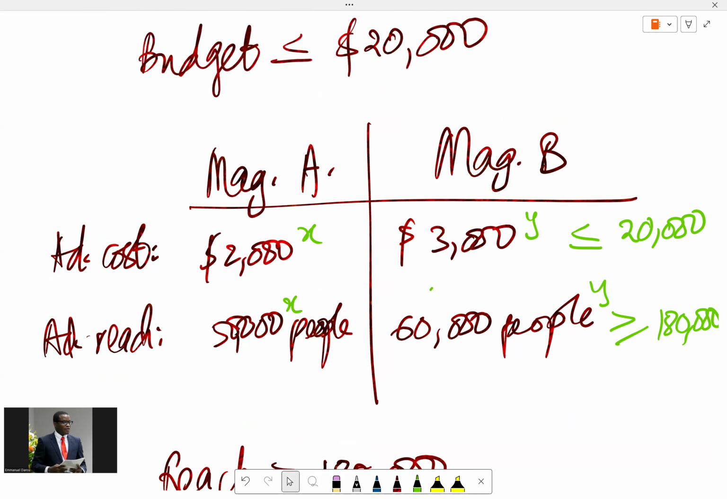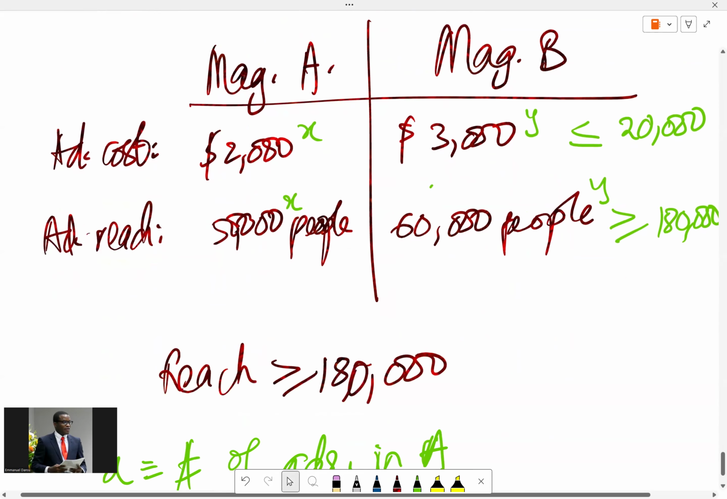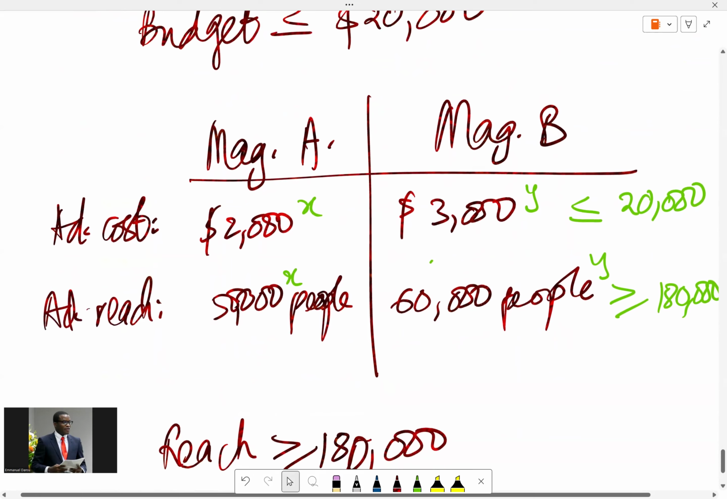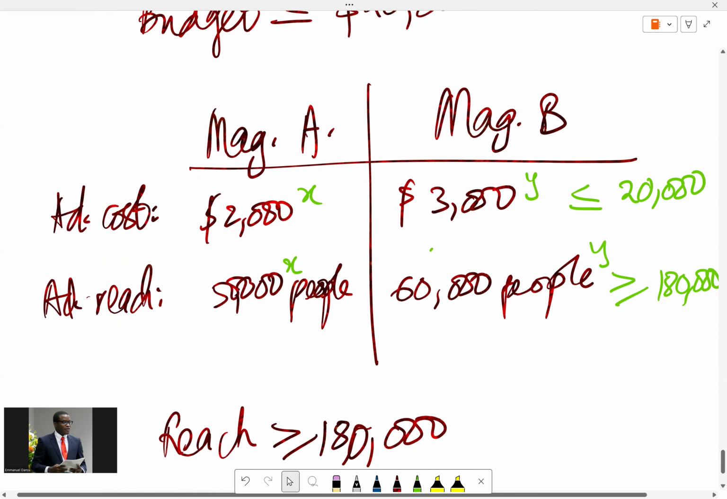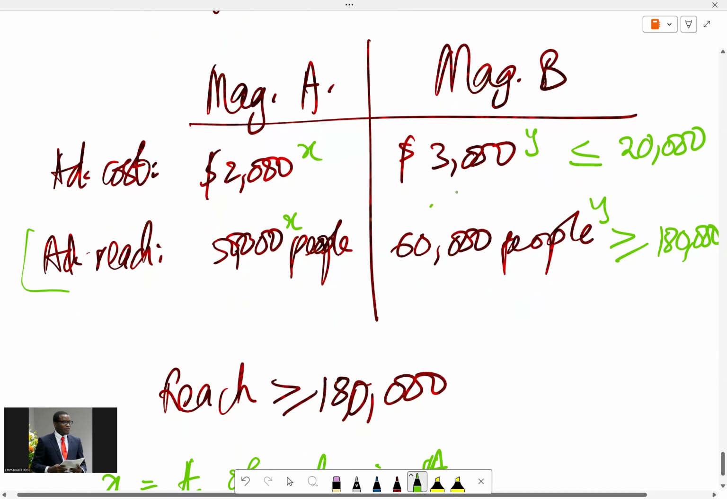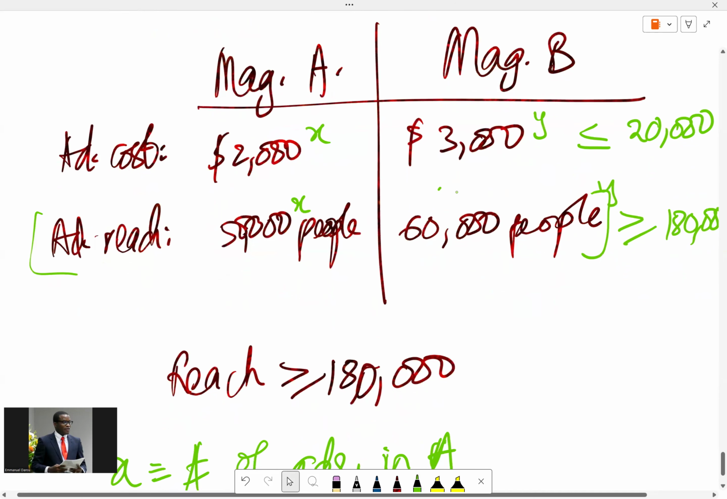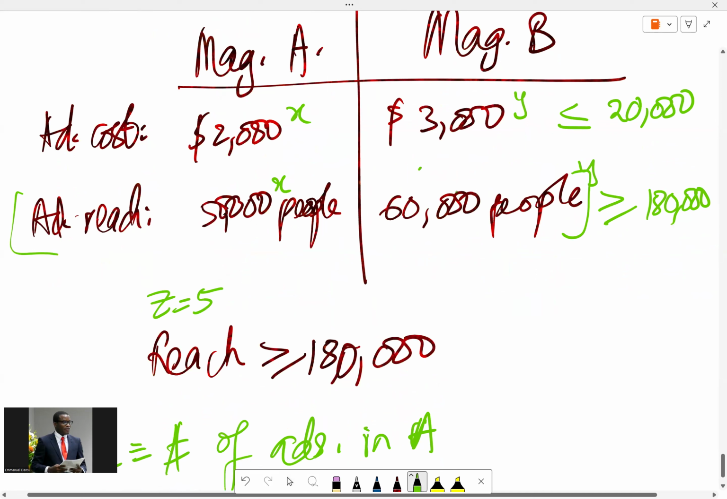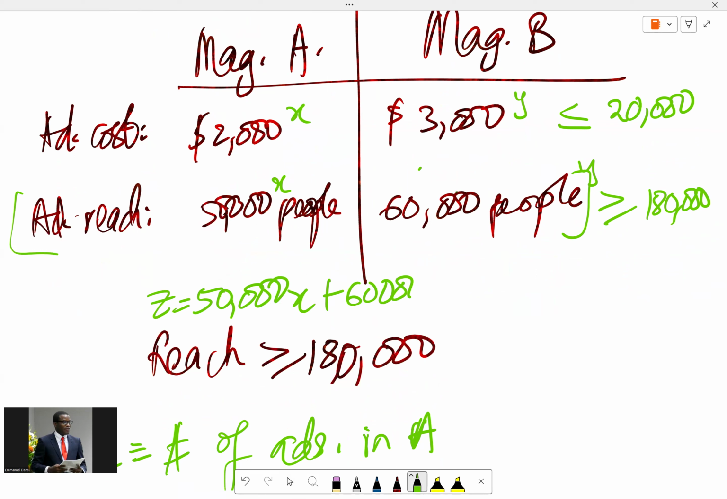Okay, but there's something we have not done, which I probably should have done first, and that is the objective function. Here, we want to maximize the number of people reached, right? Since it is about reach, your objective function is still going to come from here. So our Z in short will just be 50,000 X plus 60,000 Y. That is your objective function.